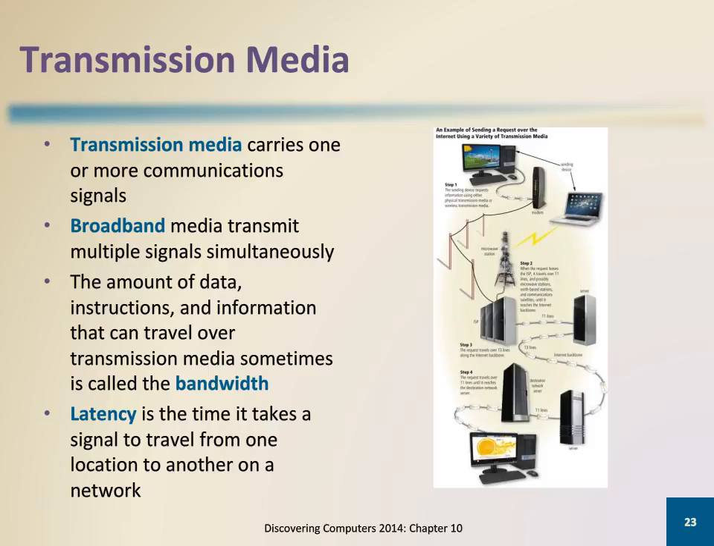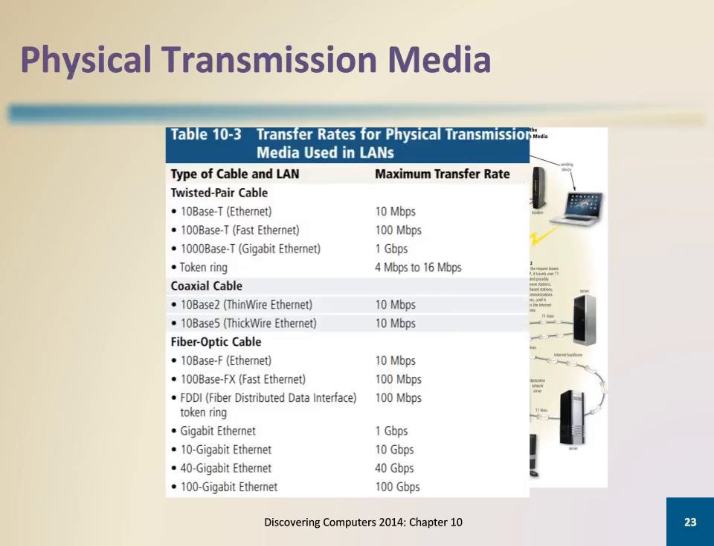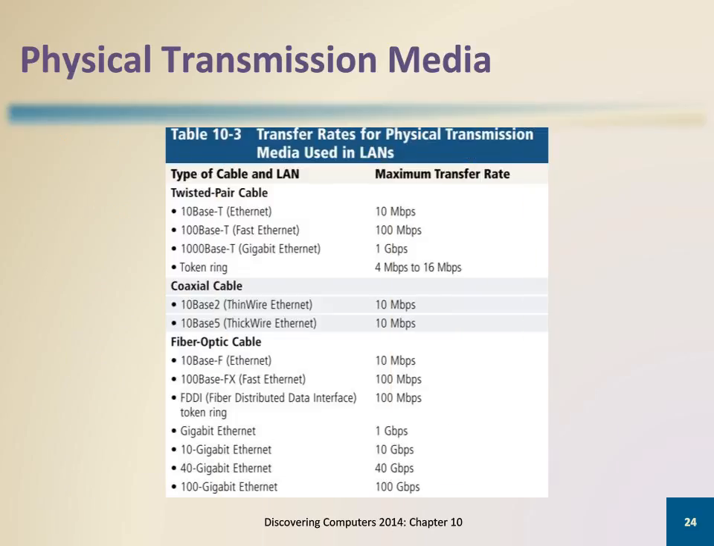Latency is the time it takes a signal to travel from one location to another on a network. For best performance, bandwidth should be high and latency low. Physical transmission media use wire, cable, and other tangible materials to send communication signals. These wires and cables typically are used within, underground, or between buildings. The transfer rates for twisted pair cable, coaxial cable, and fiber optic cable are shown on this screen.